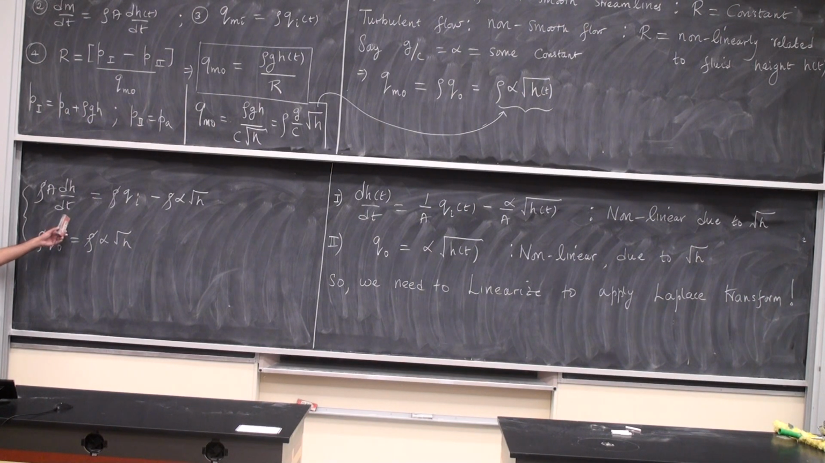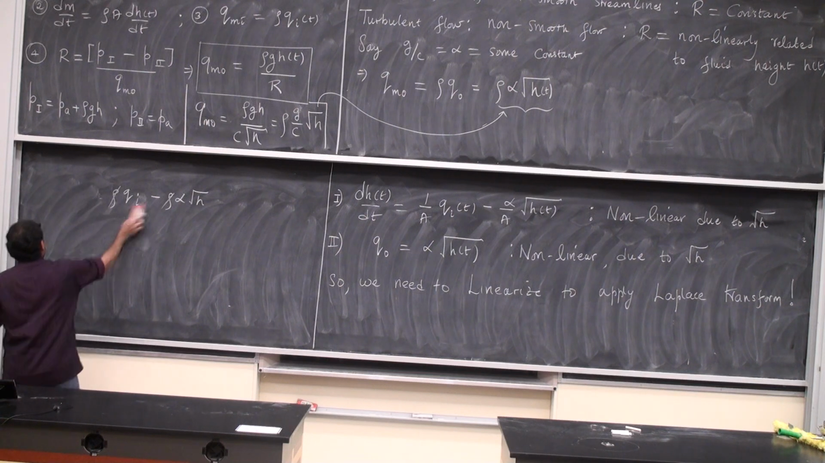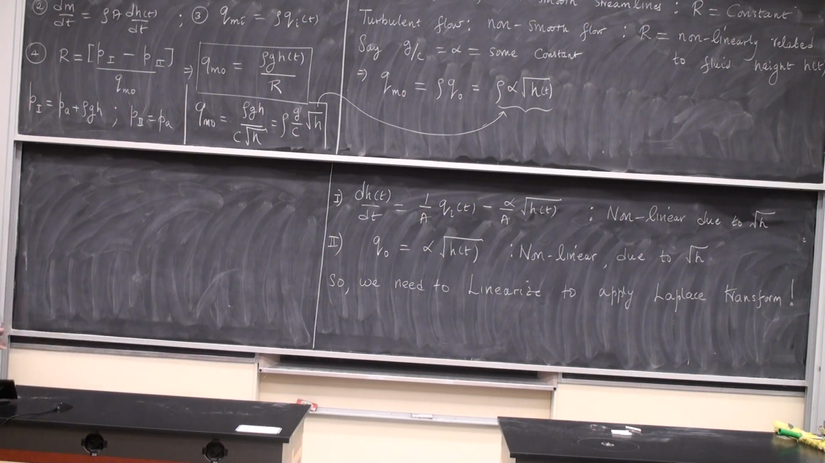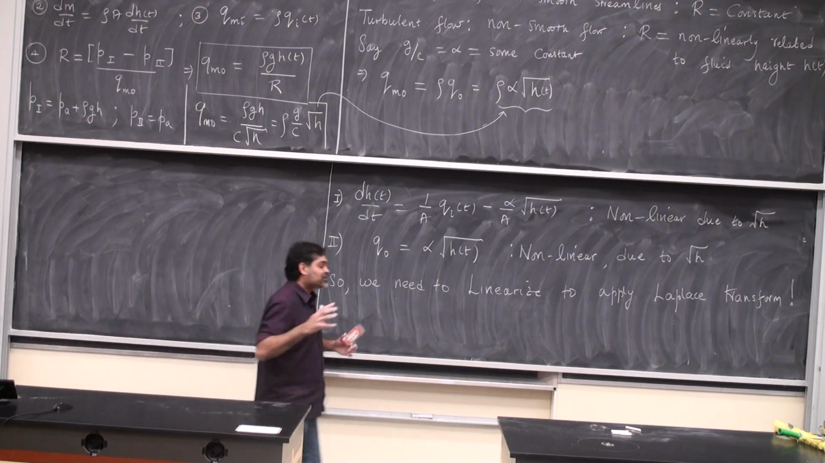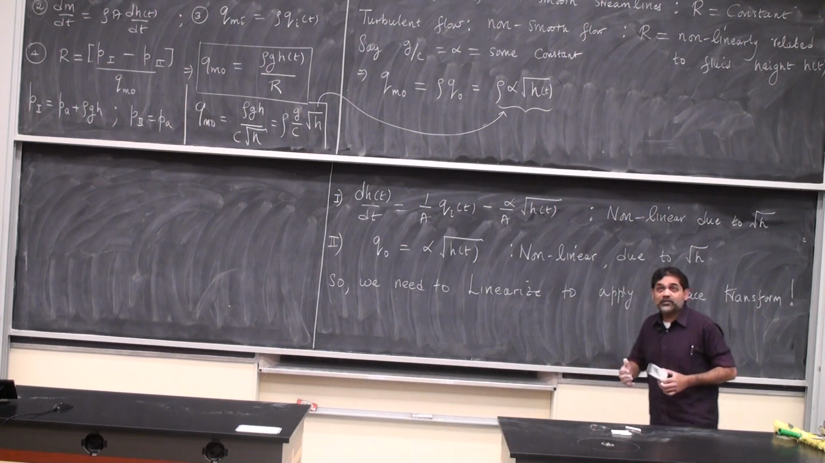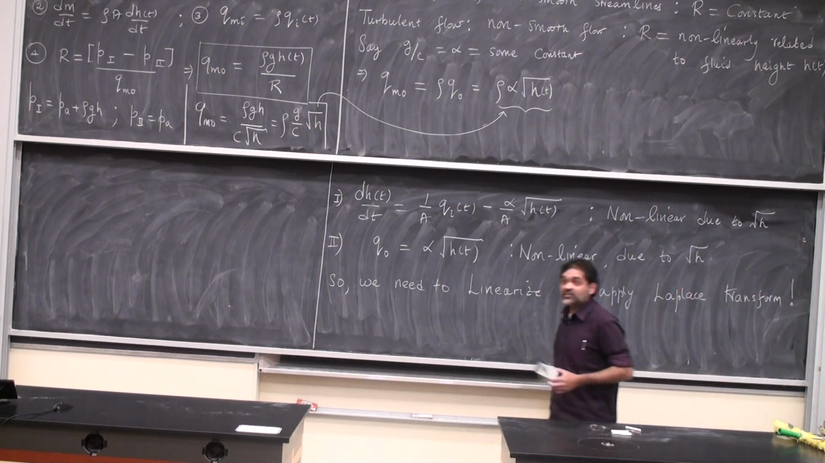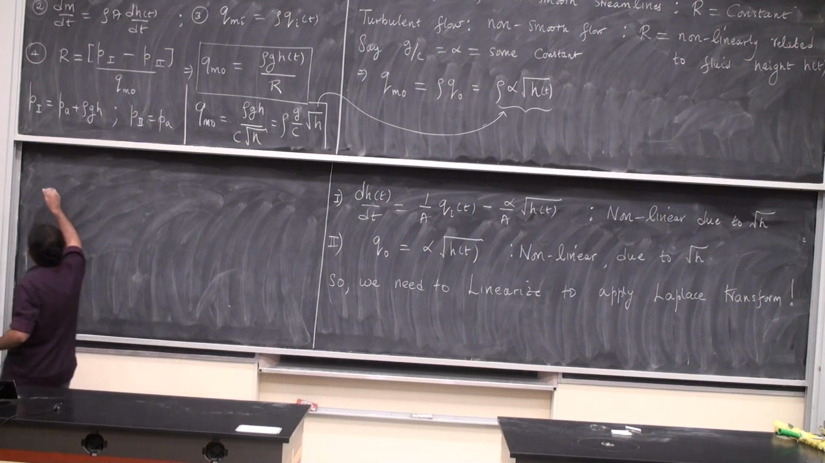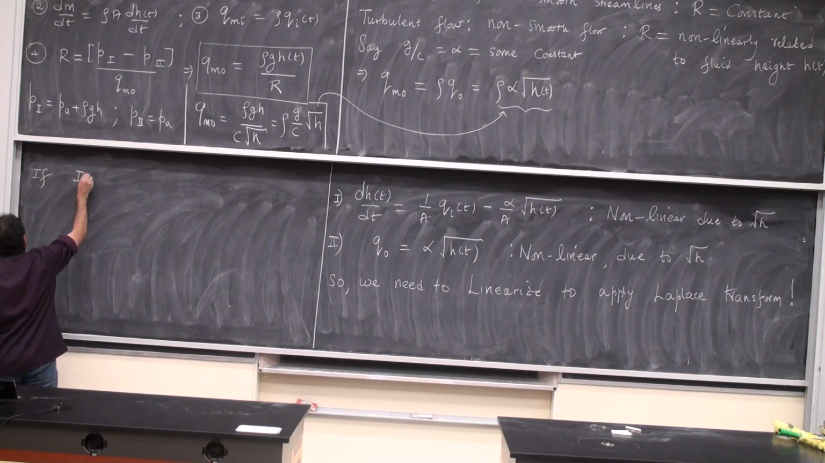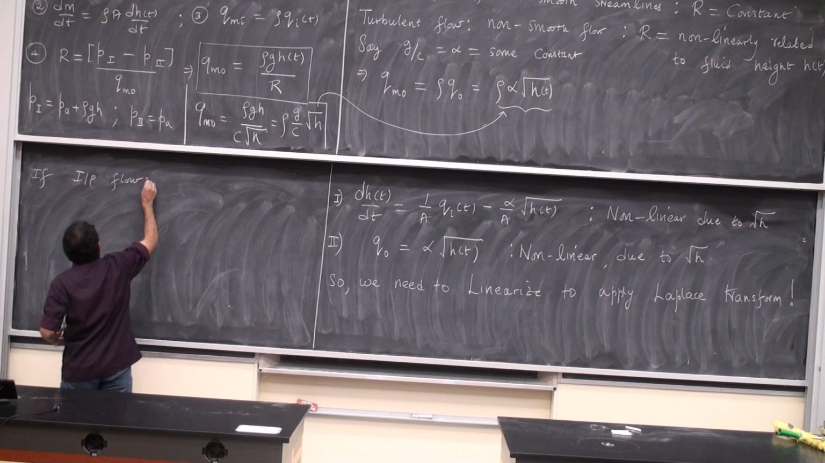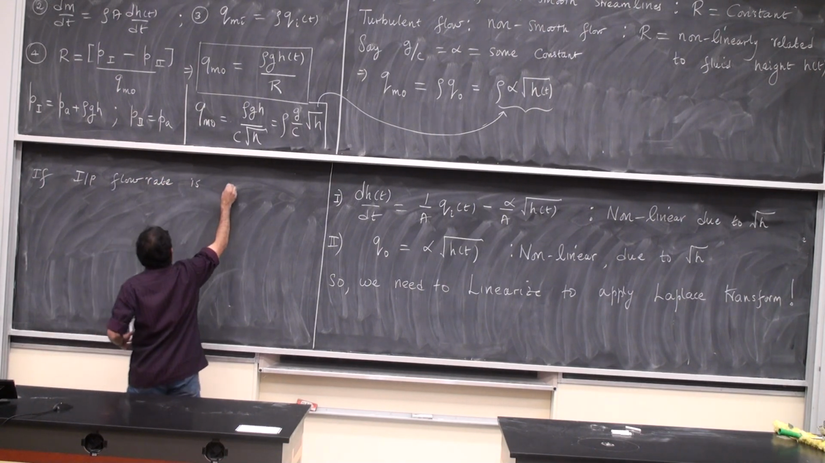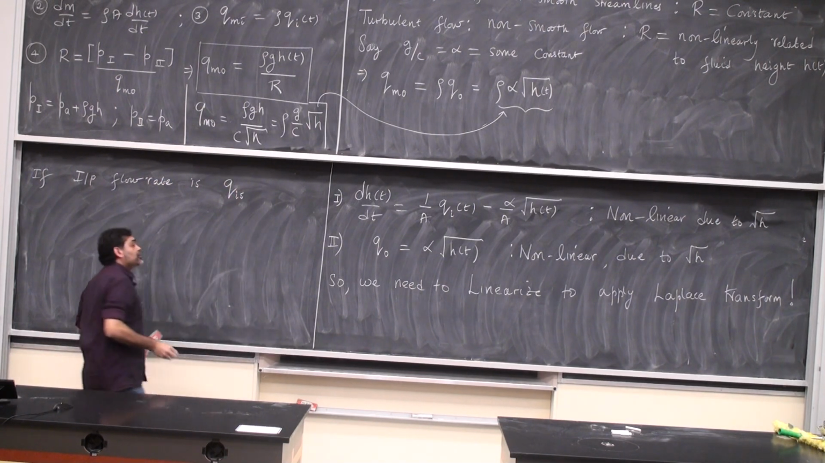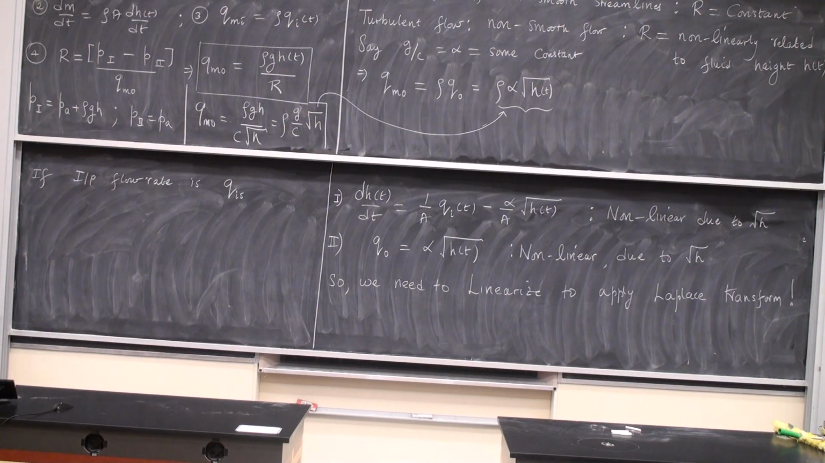With your permission, I'm going to get rid of this particular panel. First things first, what happens to these governing equations and the output and variable height equations when I maintain the input at a constant rate of QIS? If input flow rate is QIS, what happens to equation 1?